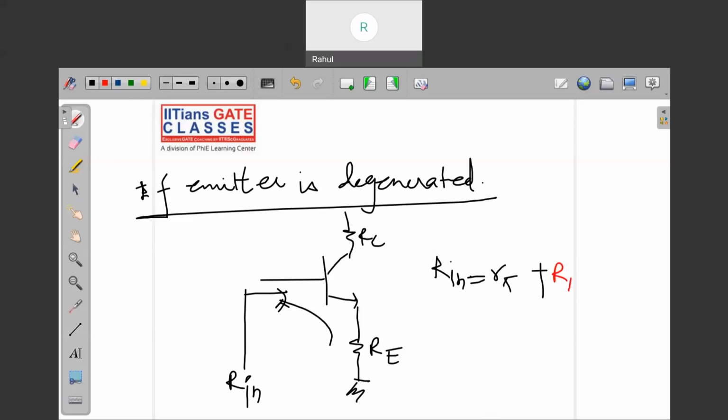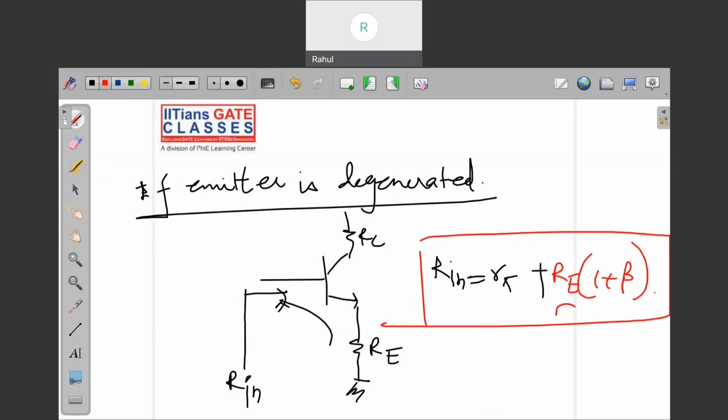So how can it be transferred? It will be RE times (1 plus beta). So this is a boost, okay? If RE is present, your input resistance will be increased by RE times (1 plus beta). You have to keep this in mind. How it is happening, you know that.